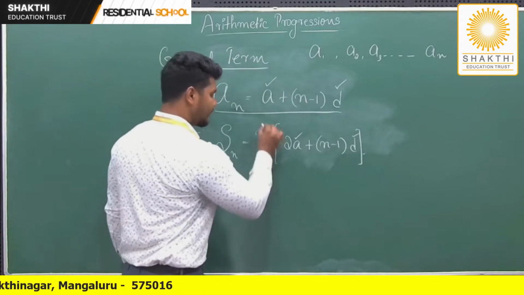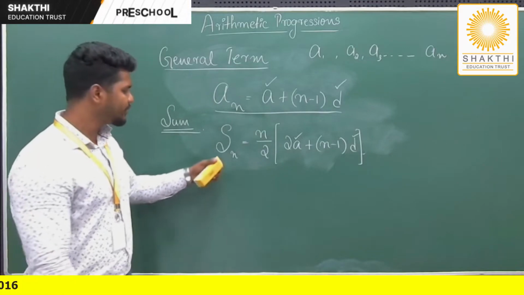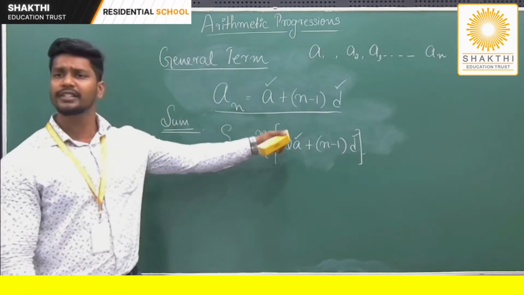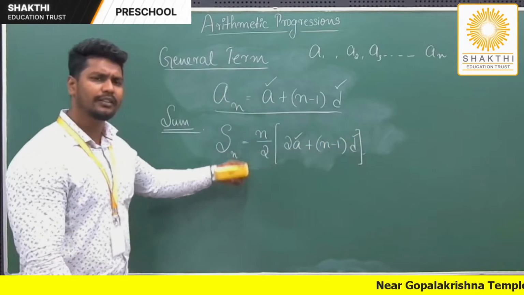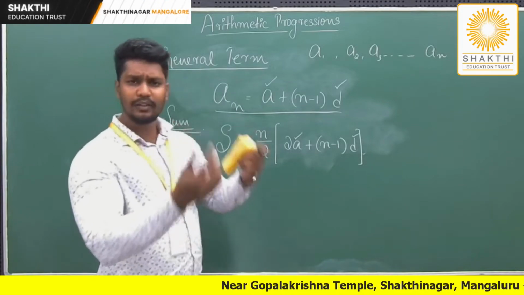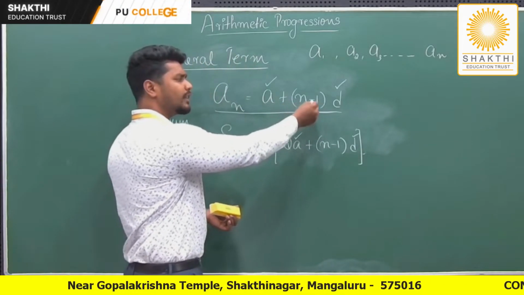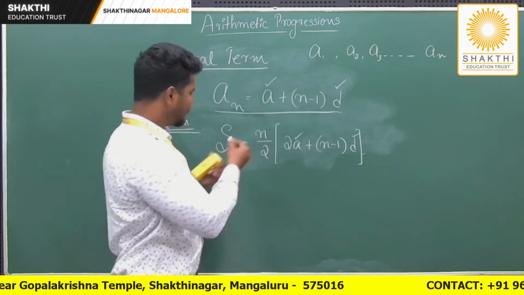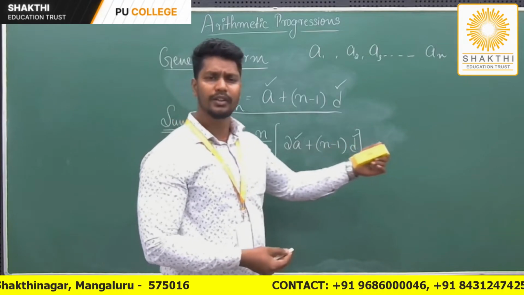Here n is the number of terms. Suppose it is asked the sum of the first 10 terms, you substitute n is equal to 10. The first term is a, the common difference is d. You just substitute the values and you will have the answer. These are just the basic things, how the AP looks like: the general term of an AP is given by AN is equal to A plus N minus 1 into D, and the sum of all n terms is n by 2 into 2a plus n minus 1 into d.